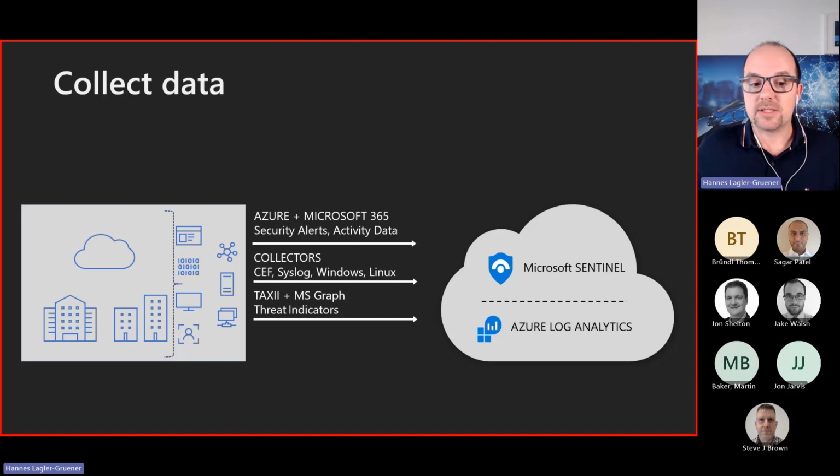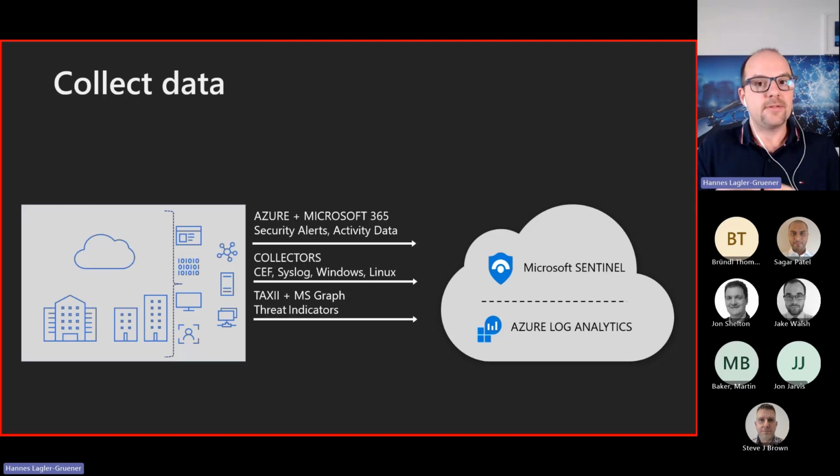Text2 and MS Graph are also available, so you can implement threat indicators from third-party vendors, or you can also choose Microsoft Defender for Threat Intelligence into your Microsoft Sentinel system and expand the functionality, also implementing the threat intelligence functionality in Microsoft Sentinel.